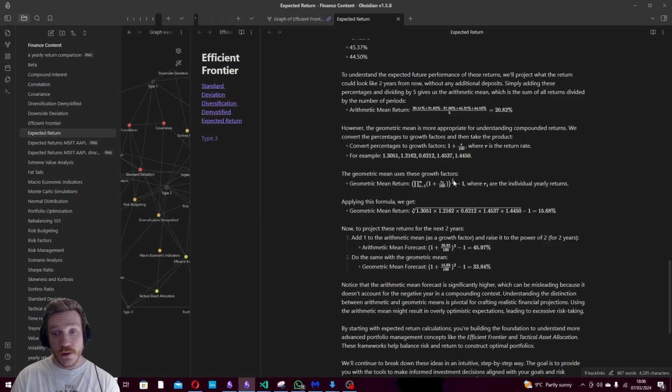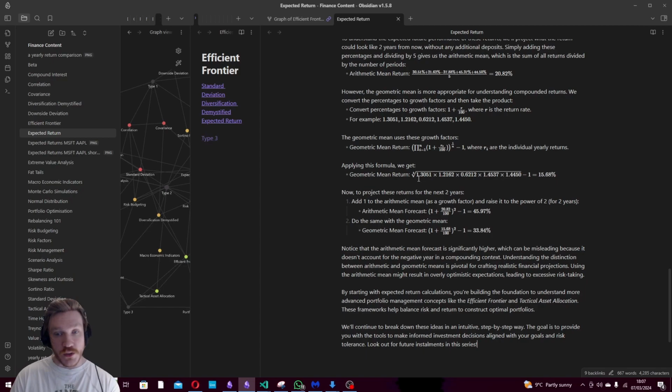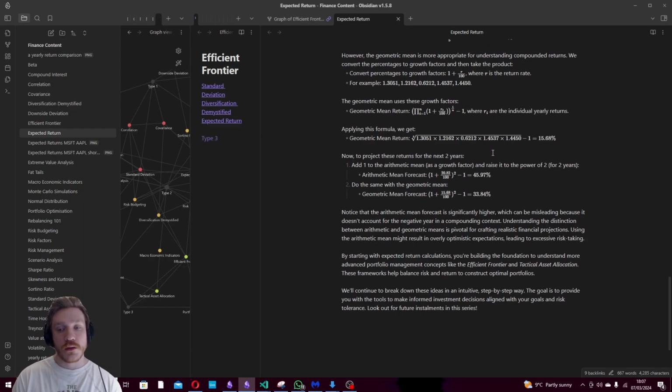And then you take the nth root that we mentioned earlier. So we do this, multiply them all together, take the 5th root, that will give us something like this, a growth factor, minus 1 to get back to a percentage, 15.68%. It's much more conservative, but that's because it's taking into account the compound growth. So if we now do our forecast an additional 2 years into the future for this particular trader, here's what you do. The arithmetic forecast looks like this.